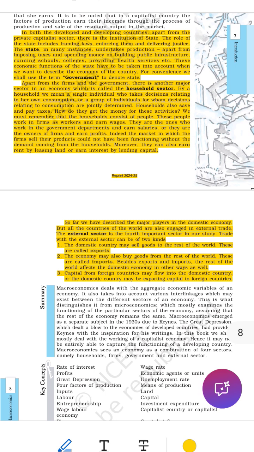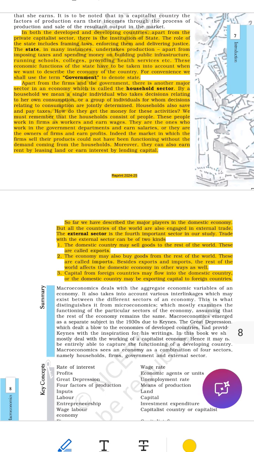The police department is run by the government, the state. The role of the state includes framing laws, enforcing and delivering justice. What does the government state do? Framing laws means making rules for everyone. Enforcing laws means making sure people follow the rules. Delivering justice means punishing bad people and protecting good people.